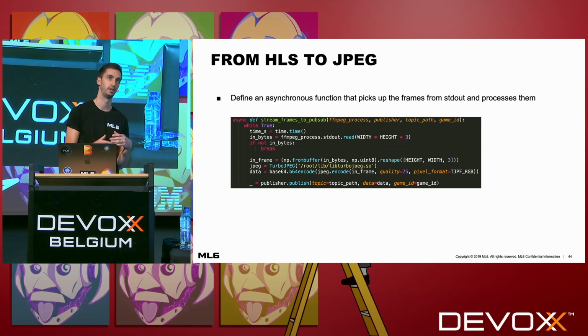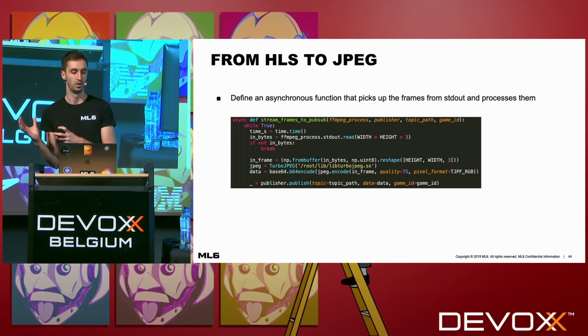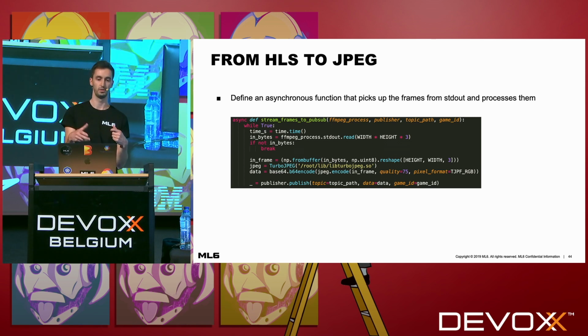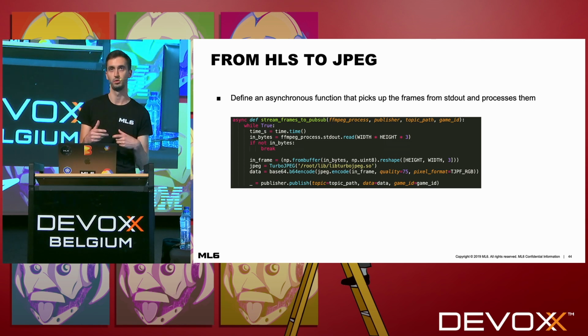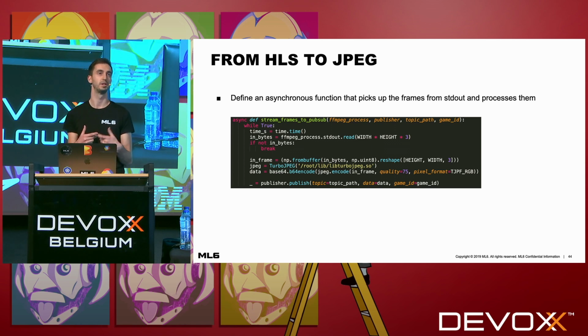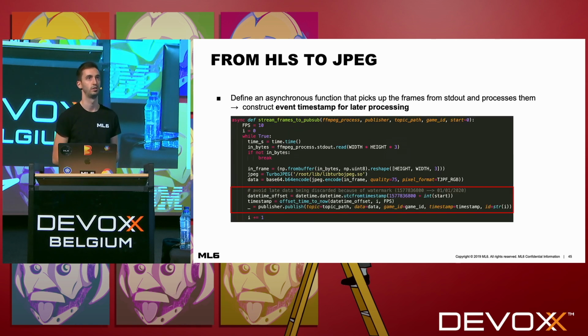So downstream, we define another asynchronous function, which picks up the frames from the FFmpeg process, and then we'll publish them onto the message queue. Looking at the code, it will just loop over the standard output, and for every frame it gets, it will manipulate those bytes and transform it into a base64 encoded string, and then we're going to publish that frame onto PubSub. So very easily readable code, but there's one thing which I've hidden for now.